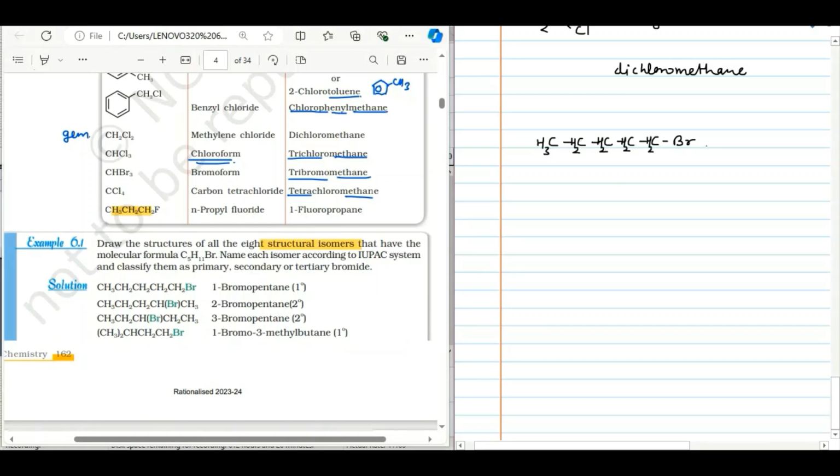So this is the first isomer. Now write the IUPAC name of this molecule. First of all, select the longest carbon chain that contains your functional group Br. So it is a 5 carbon long chain. And when you number it, bromine will get the first number: 1, 2, 3, 4 and 5. So the name of this molecule will be 1-bromopentane.